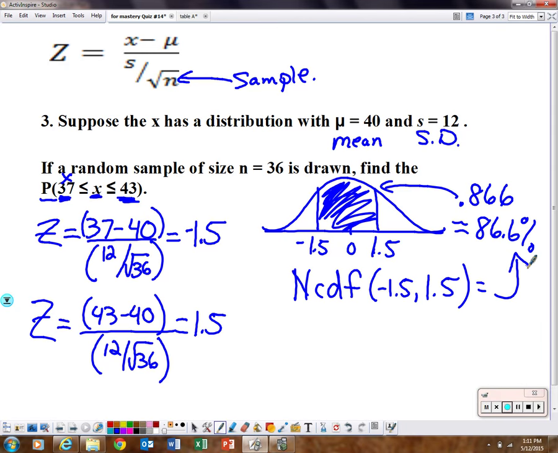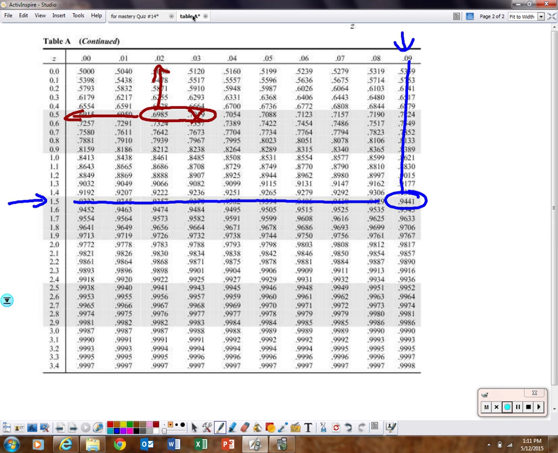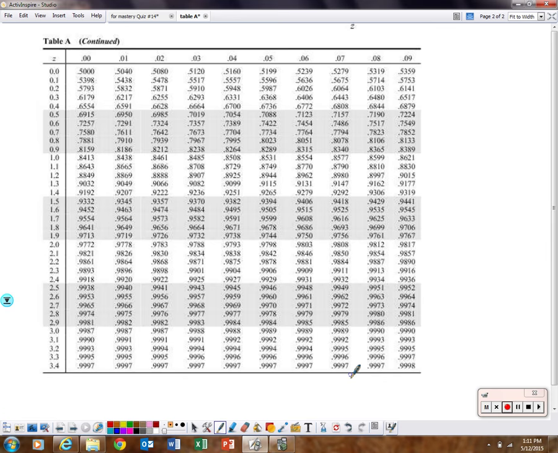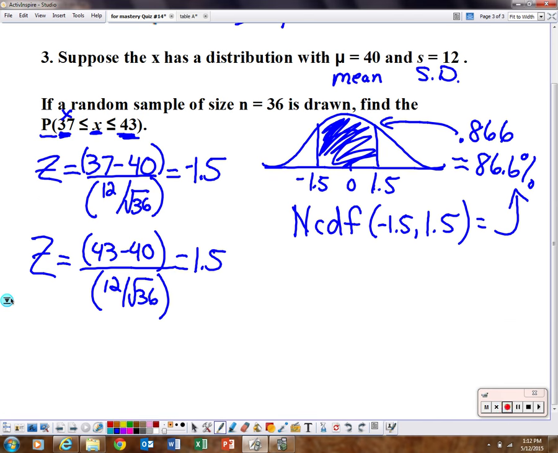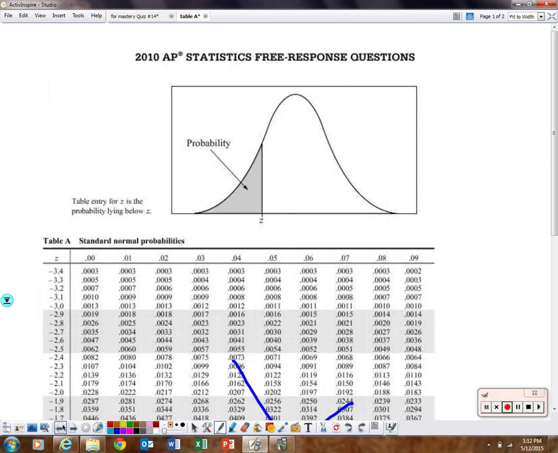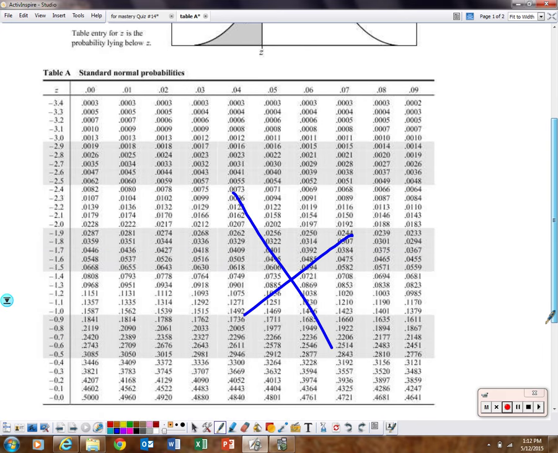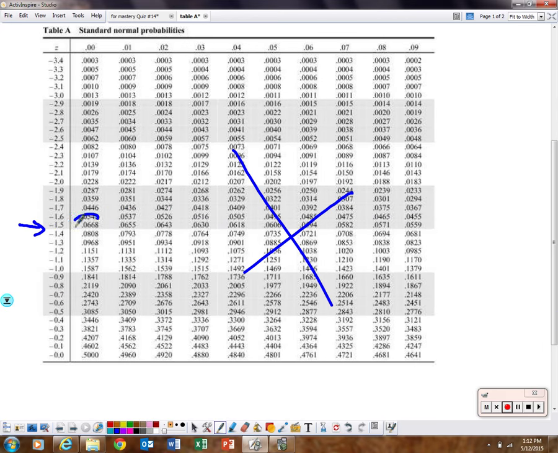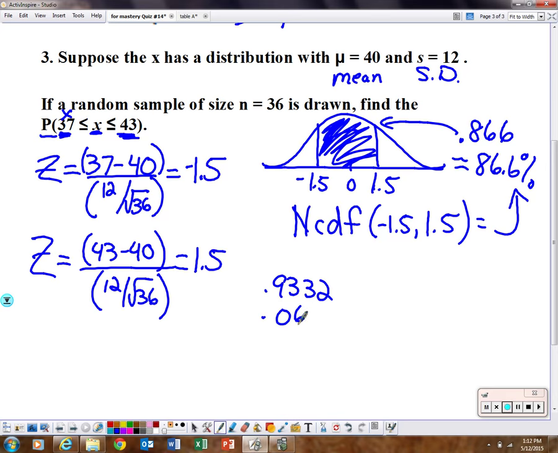If you use the table, again, look up the positive one first, 1.5. I've kind of got it covered up here. Okay, 1.5 is right here, 0.9332. Okay, I'm going to write that down. Let me make some room. 0.9332. Then I'm going to look up the negative 1.5. Let me go back. Negative 1.5 is right here. That's 0.0668. So I'm going to put 0.0668.